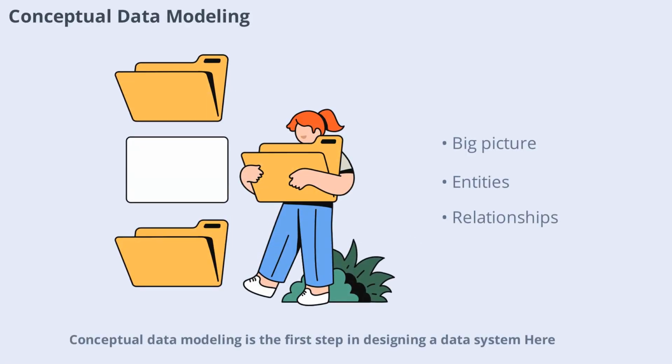Conceptual data modeling is the first step in designing a data system. Here you focus on the big picture: what entities exist and how they relate to each other. For example, in a library system, you might have entities like books, authors, and members. At this stage, you're not worried about technical details, just the overall structure. This helps stakeholders understand and agree on what information needs to be captured.